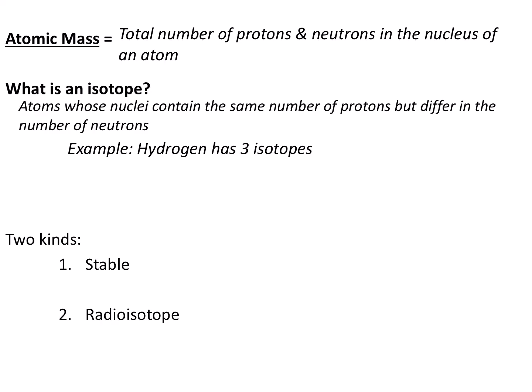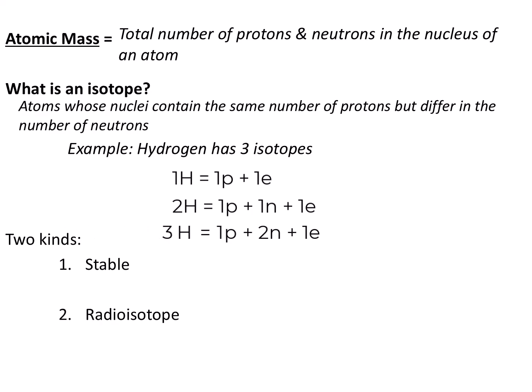For example, hydrogen atoms have 3 isotopes. Hydrogen 1 has 1 proton and 1 electron. Hydrogen 2 has 1 proton, 1 neutron, and 1 electron. And hydrogen 3 has 1 proton, 2 neutrons, and 1 electron. There are 2 classes of isotopes for an atom: stable isotopes and radioisotopes.